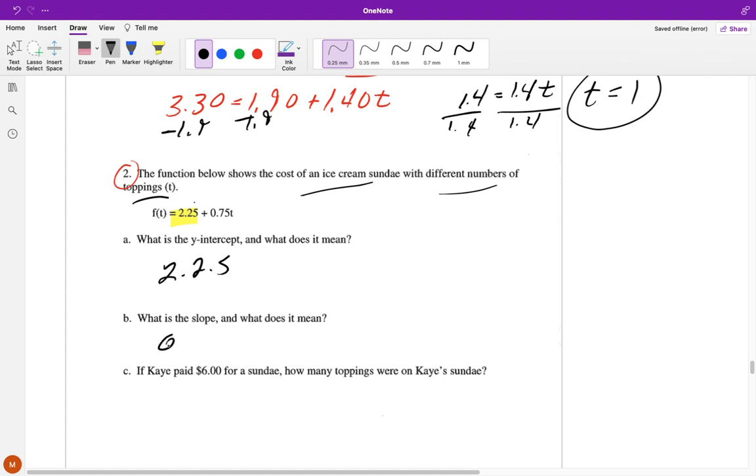The slope is the number that's being multiplied to our variable, in this case T, so it's 0.75. And what does it mean? Well, that's how much each topping costs.